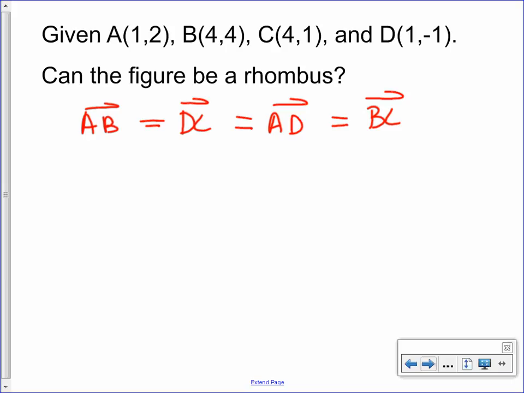All right. So, AB is B minus A. So that would get you 3, 2. Is that right? Okay. So this one, the magnitude of AB would be 3 squared plus 2 squared, which is 9 plus 4 is 13, right? So that's AB. Check DC.